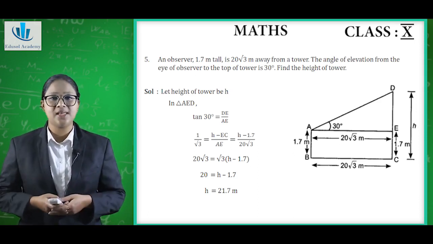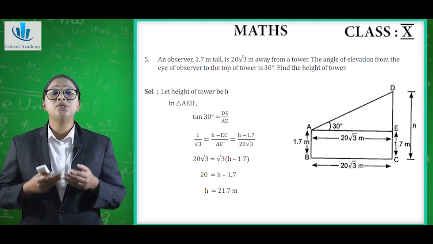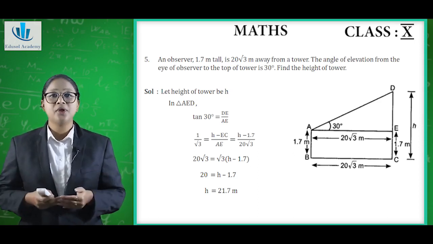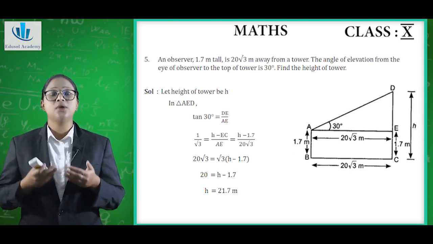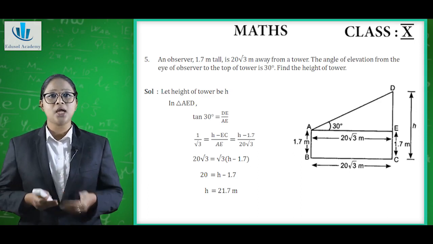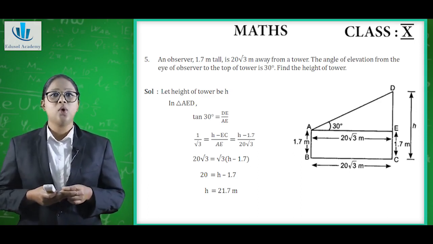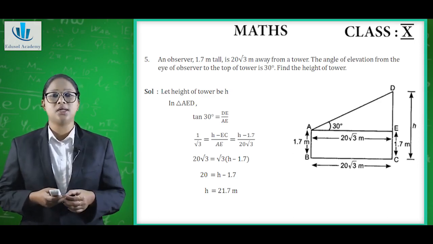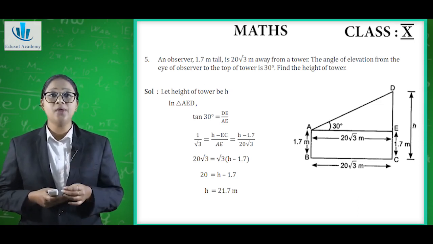Both are 1.7 meter. Again, another data is that the person is 20 root 3 meter away from the tower. So BC or AE will be 20 root 3 meter. Now the angle of elevation is given as 30 degrees. So angle A or angle DAE is 30 degrees. Simple. Now let's take triangle AED.